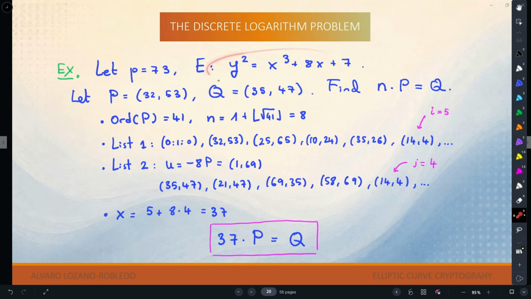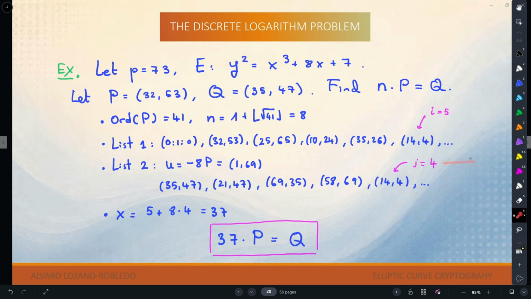So you can do it on an elliptic curve too. Take this elliptic curve, modulo 73, take this P and Q, and I want to find what multiple of P gives me Q. I can do exactly the same thing. I can see what the order of P is. It turns out it is of order 41. So the n here is 8.